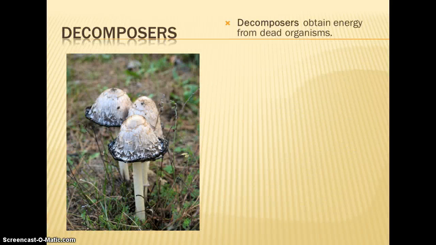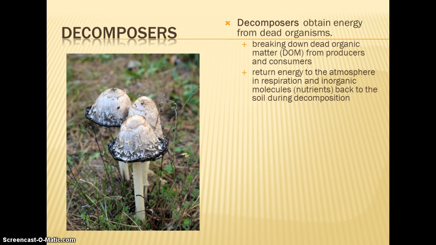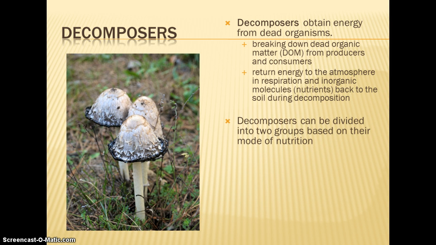All right, and then our other types of organisms are our decomposers. They're going to get their energy from dead organisms, whether they're autotrophs or heterotrophs. And so they break down that dead organic matter. And through respiration, that energy is returned to the atmosphere, and then the nutrients are added back to the soil. So the decomposers play a very important role in cycling our nutrients.